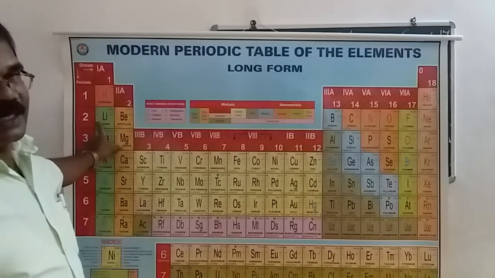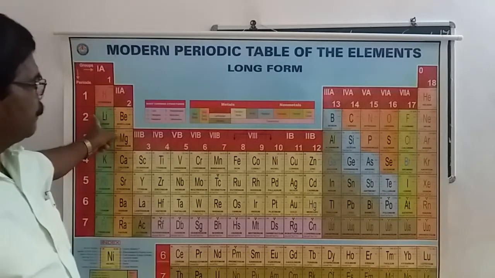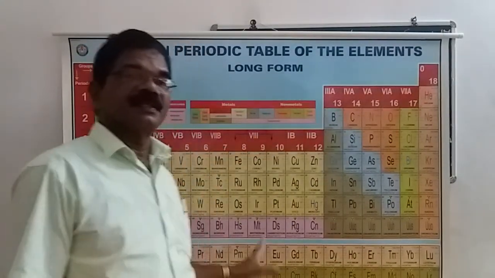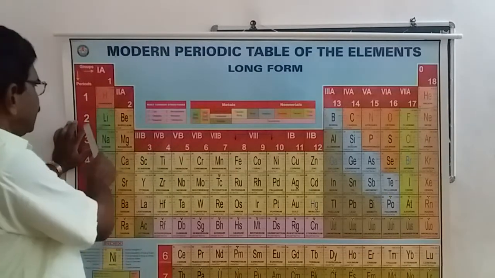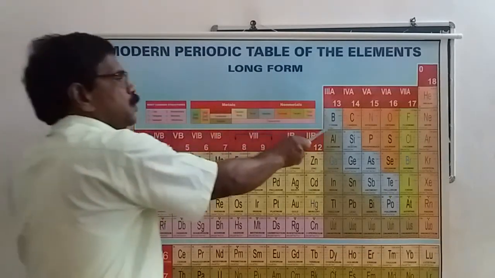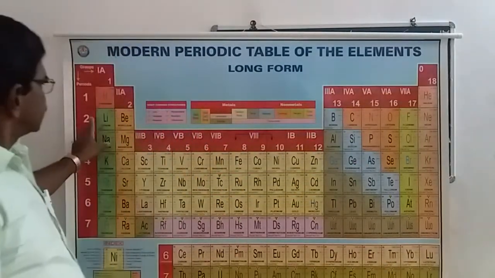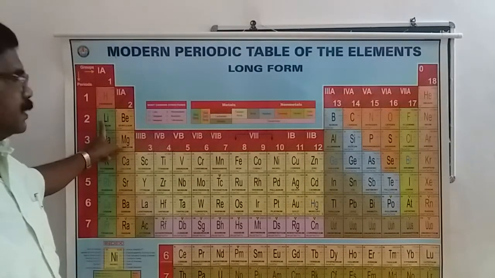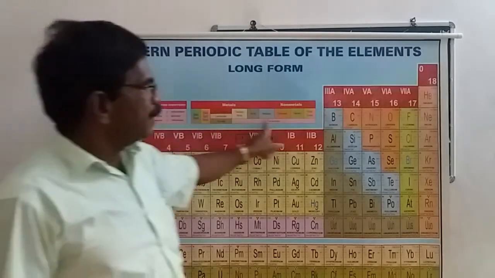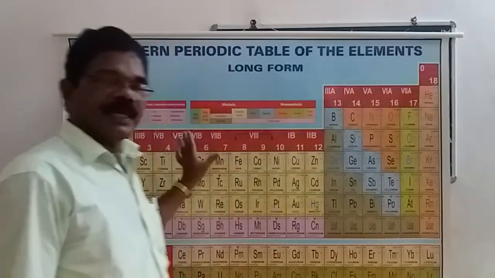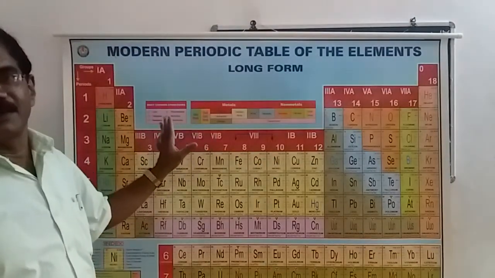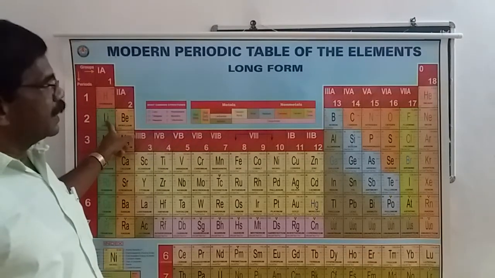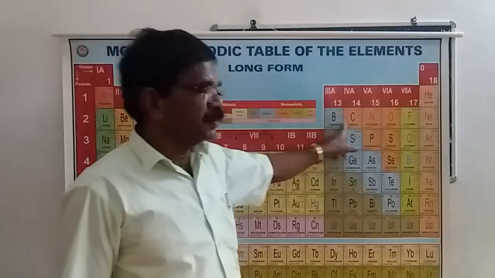We have learned how the size of the atom varies in a period from left to right. In the second period, all the elements have two shells. The period number denotes the number of shells. They have two shells, K and L. Then how does the size change? In the second period, the size decreases from left to right. Why?